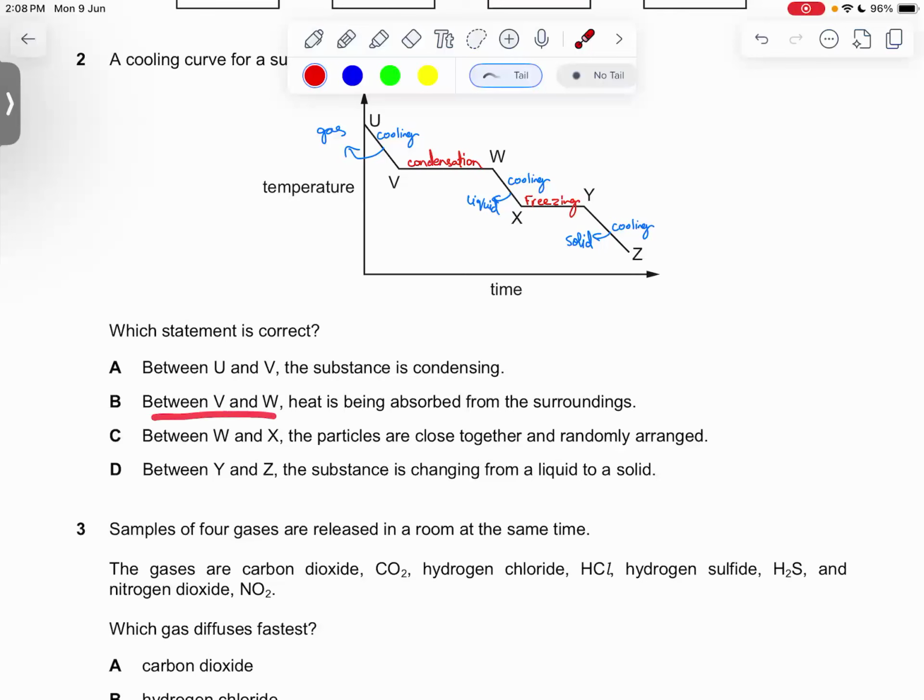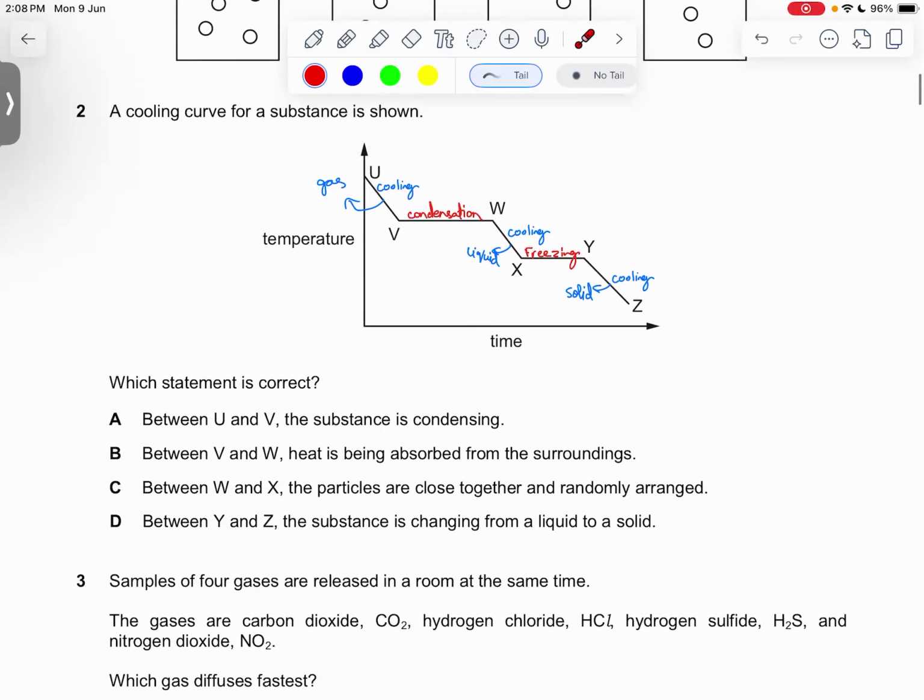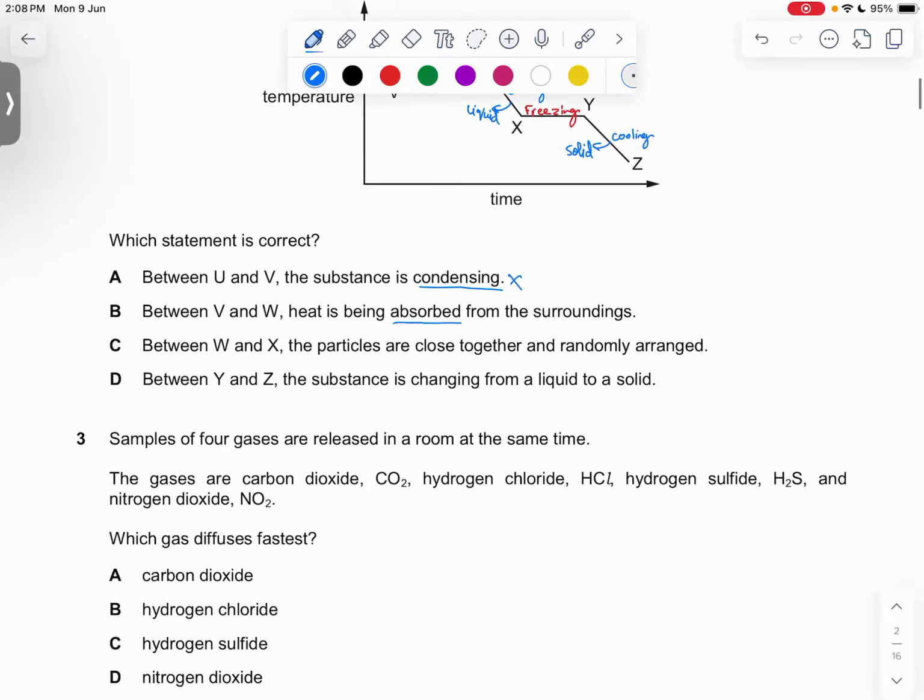All right, between V and W, heat is being absorbed. Nope. The whole curve, heat is being lost. Heat is not being absorbed. If heat was being absorbed, then there would be an upward gradient, but there is no upward gradient. So this statement is also wrong because of the words heat is being absorbed. It could have been correct if you said heat is being released. All right, this is also wrong.